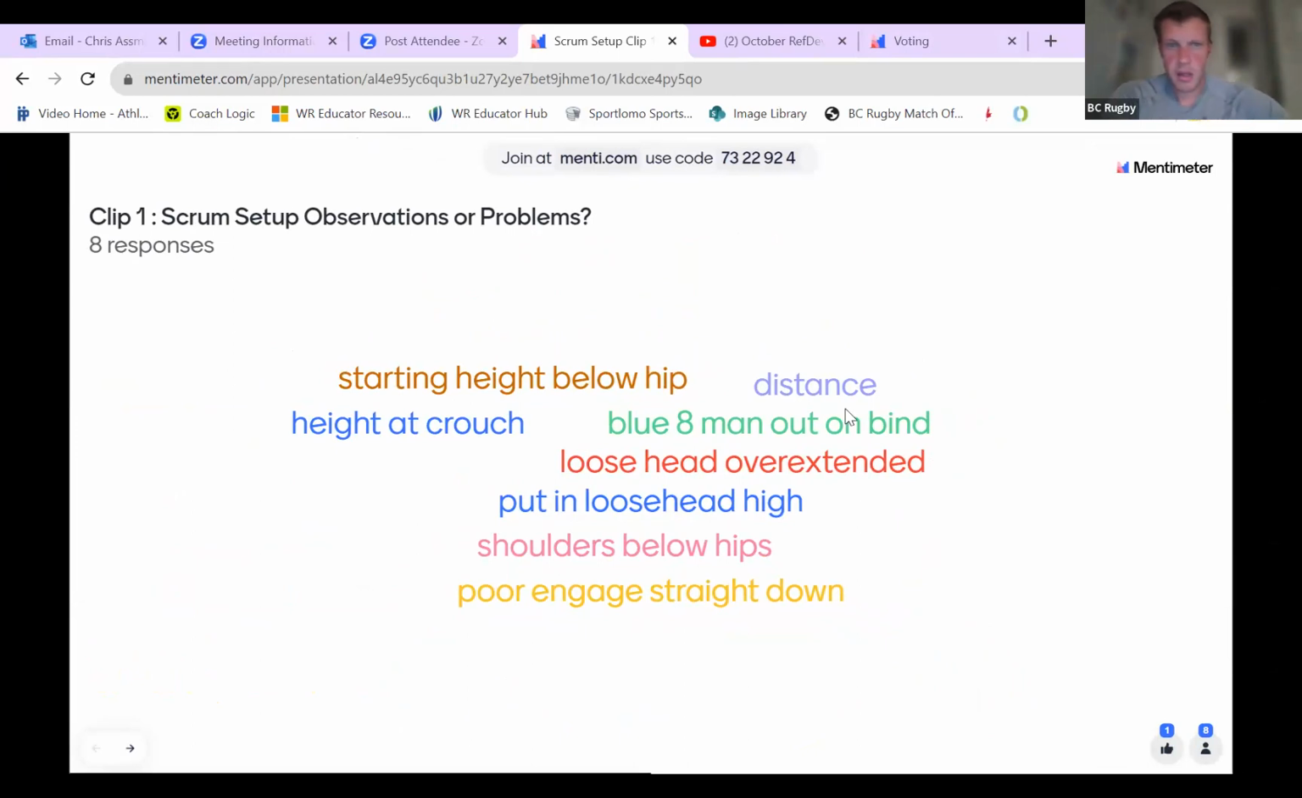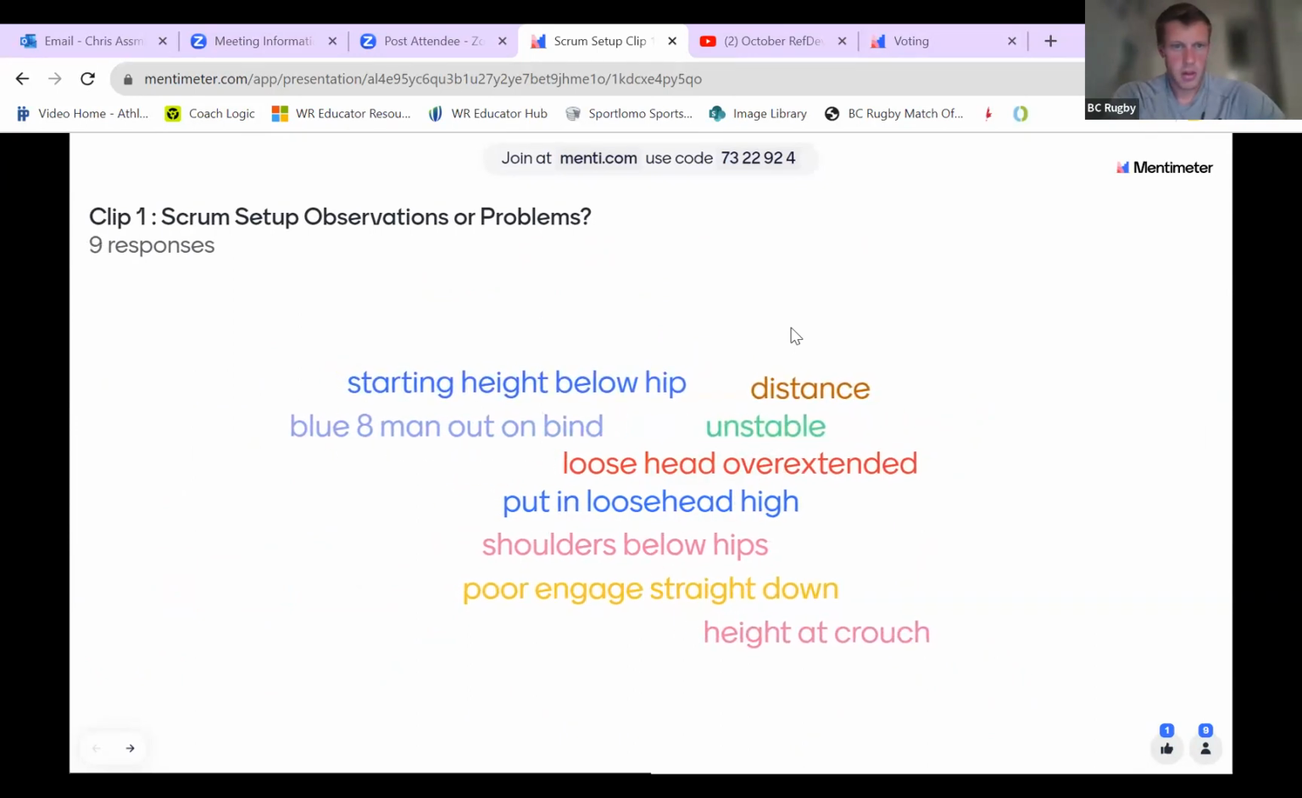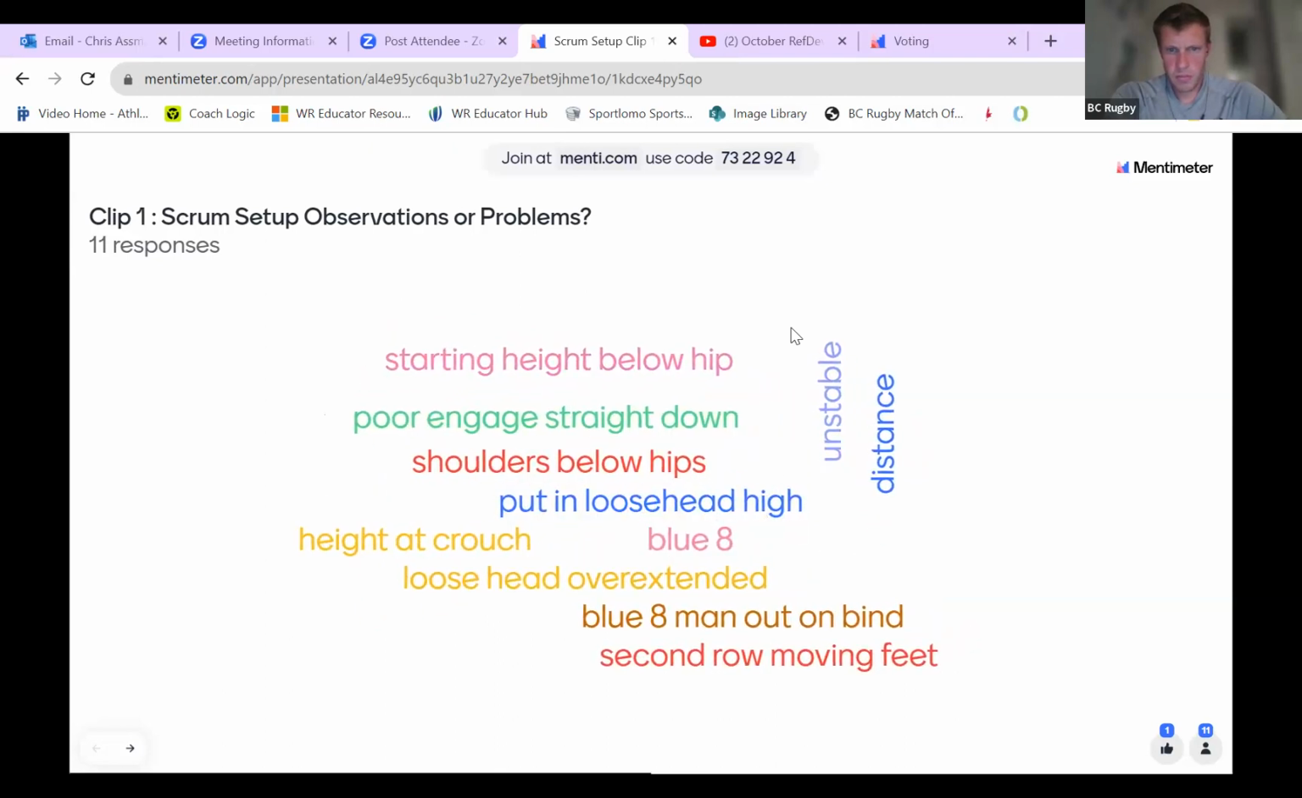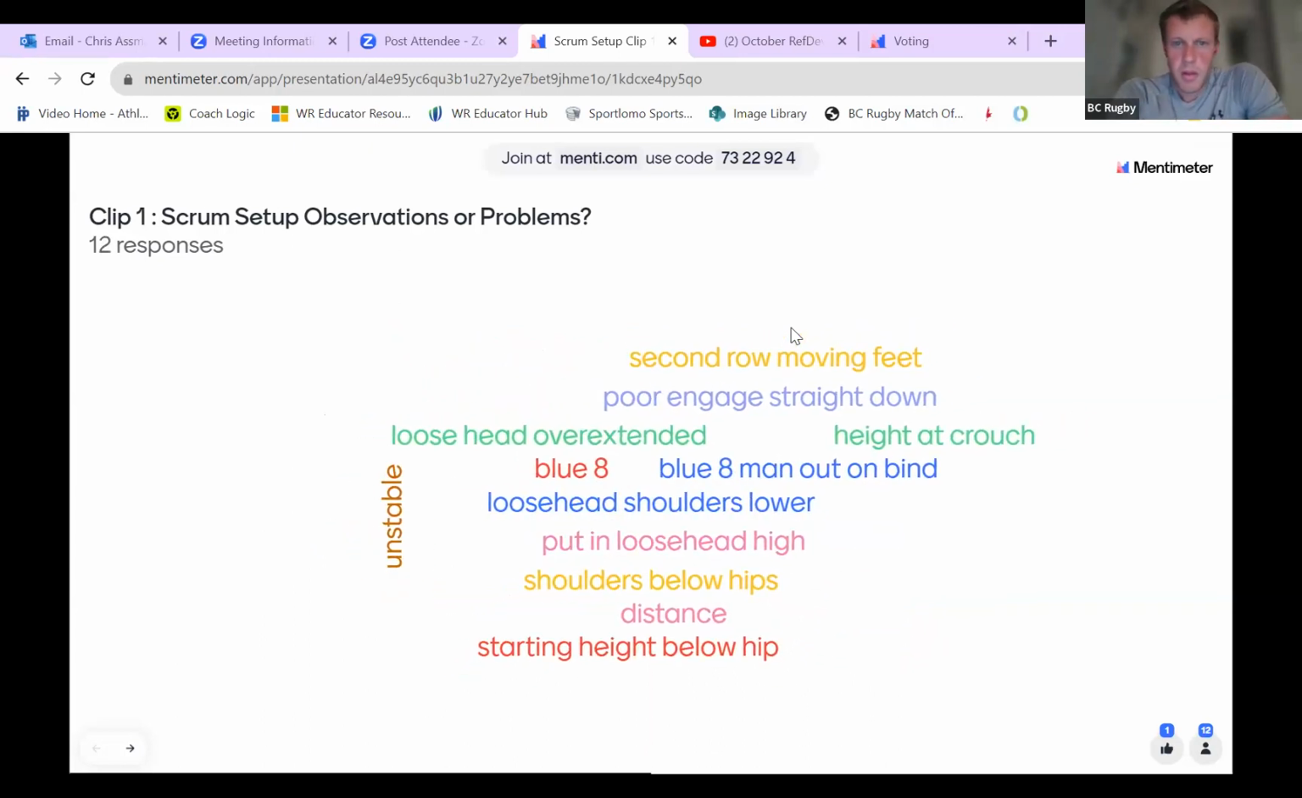Okay, we have 8 answers so far. We'll give it another second. Sweet. So on the screen, you'll see, obviously the words will change positions and all that. The tool is pretty cool. If there's anything that's repeated, the text gets bigger. But as we see here, we've got a pretty good diversity of response.